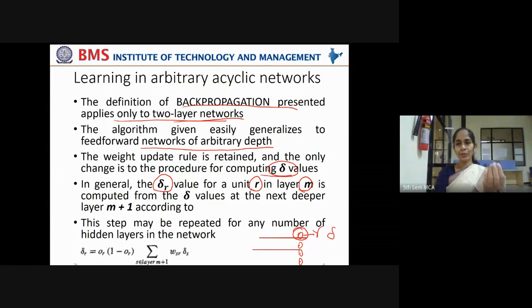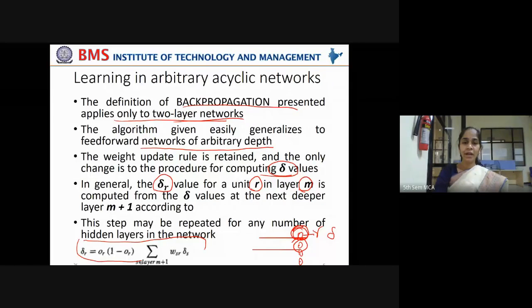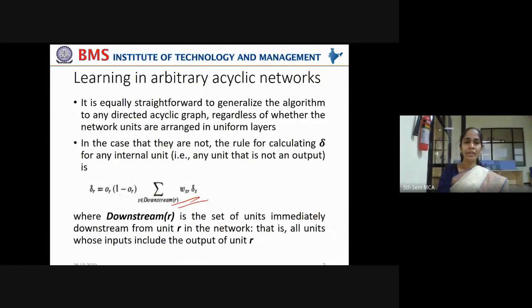For each unit in the layer, see how the prediction error is calculated. Now that applies to all the layers. So at this particular unit in the layer M, the prediction error is calculated according to this formula that is given. Right, delta R equal to OR multiplied by 1 minus OR, that is your prediction error at unit R, and summing up all the layers' weights and their predictions, right? Now that is what we have given here.